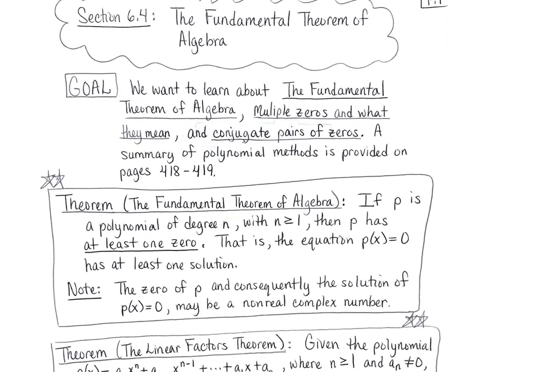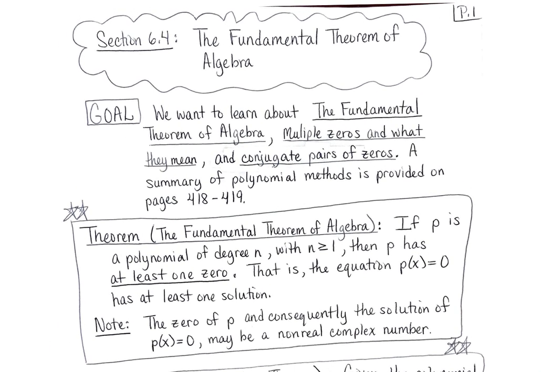Okay, 6.4 is the fundamental theorem of algebra. So this is a huge result for this class. It's the fundamental theorem of algebra, okay? Here we want to learn about the fundamental theorem of algebra. We want to learn about multiple zeros and what they really mean. And we want to talk about conjugate pairs of zeros, okay?